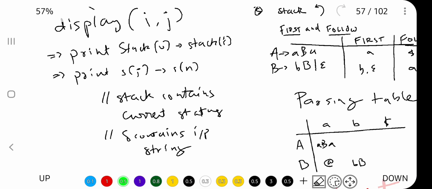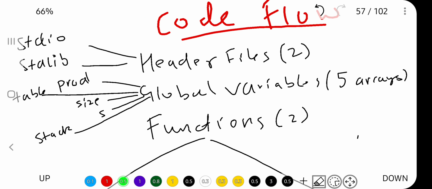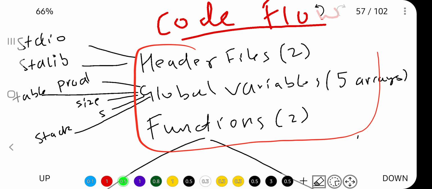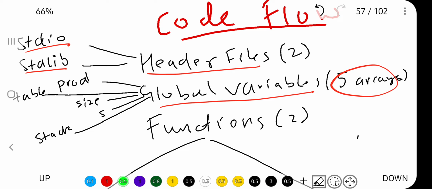If I give you a brief overview of the code, these are the three things in the whole code. First, you have two header files. What are the two header files? stdio and stdlib. And then we have the global variables, which are nothing but 5 arrays.